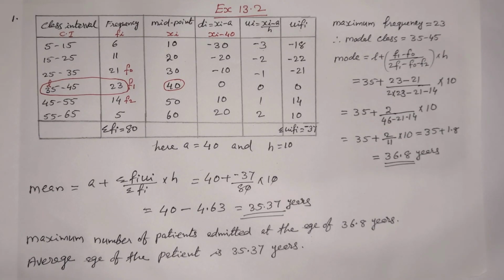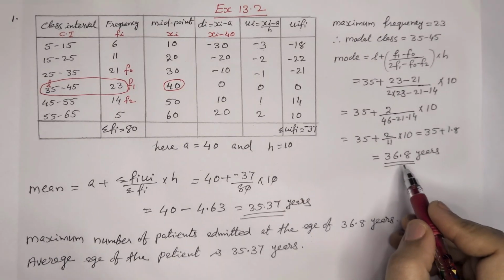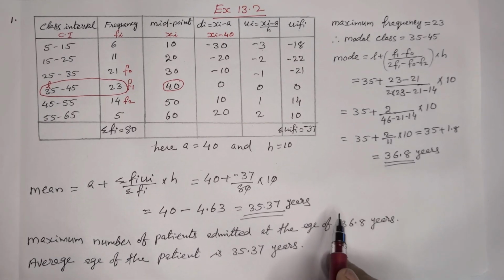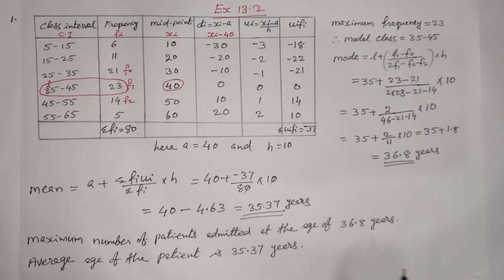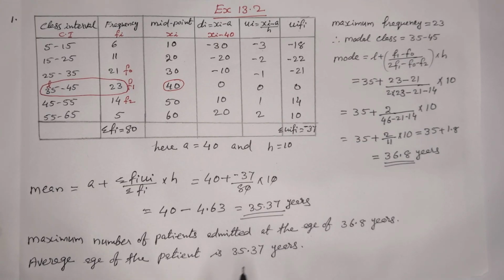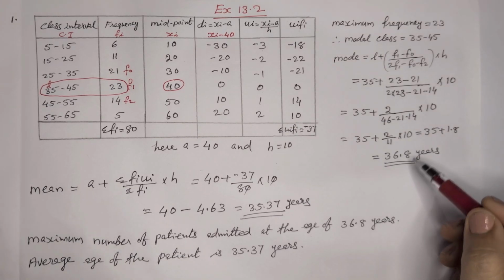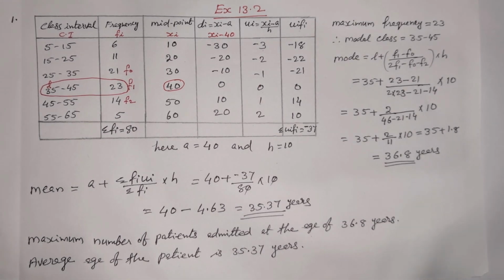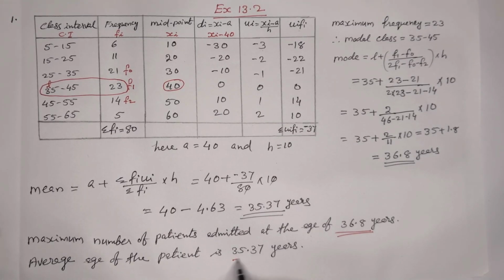Here the question was to find the mode and mean. We got the mode as 36.8 years and the mean as 35.37 years. Then compare and interpret the two measures of central tendency. We can write: the maximum number of patients were admitted at the age of 36.8 years, that means the mode. And the average age, average means mean, the average age of the patients is 35.37 years.